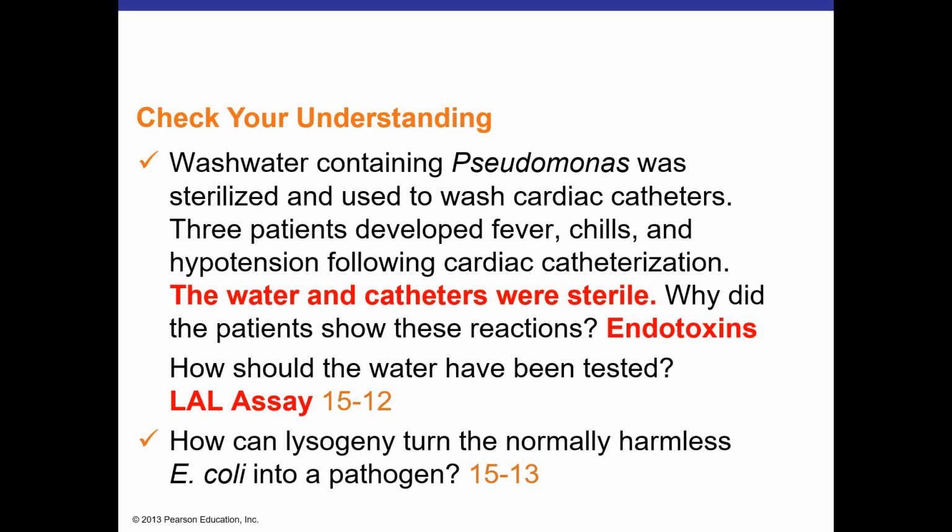So in this example, we see wash water containing Pseudomonas was sterilized and used to wash cardiac catheters. Three patients then developed fever, chills, and hypotension following this cardiac catheterization. The water and the catheters were sterile. There were no bacteria present. So the question is, why did the patients show these reactions? It was from the endotoxins. So again, things can be sterile, no bacteria, but the endotoxin may still be present. So these should have been tested to make sure that they didn't have the endotoxins by doing the LAL assay.